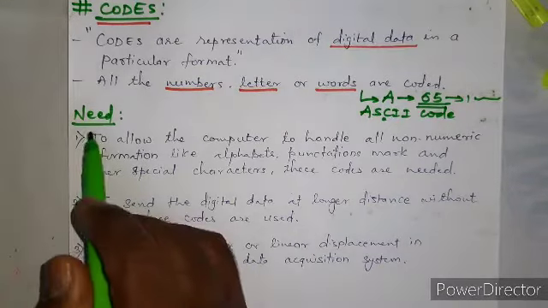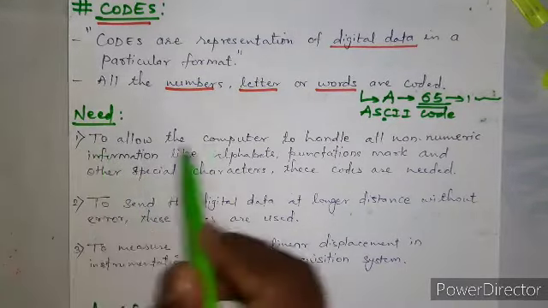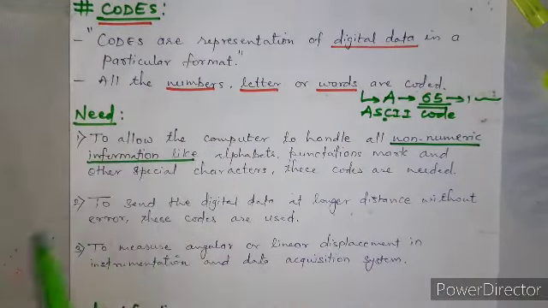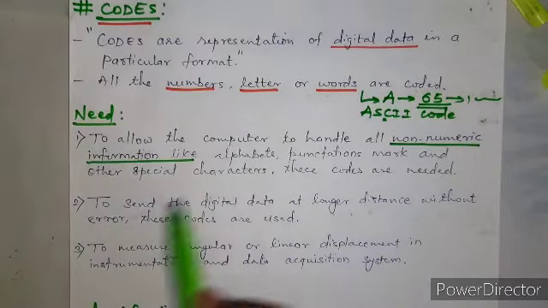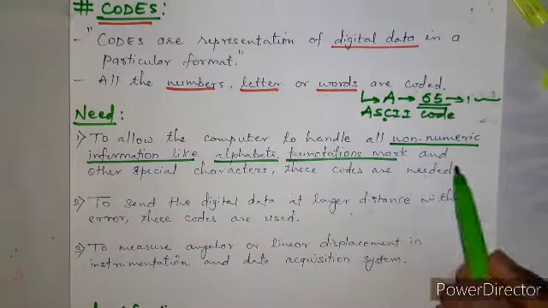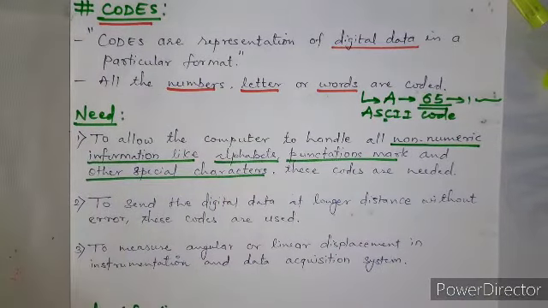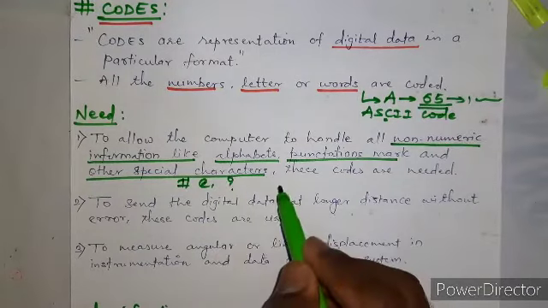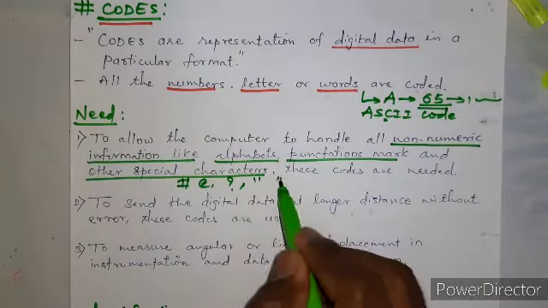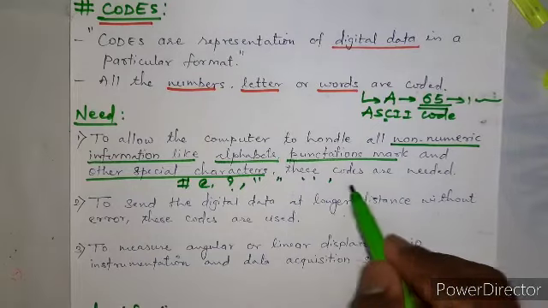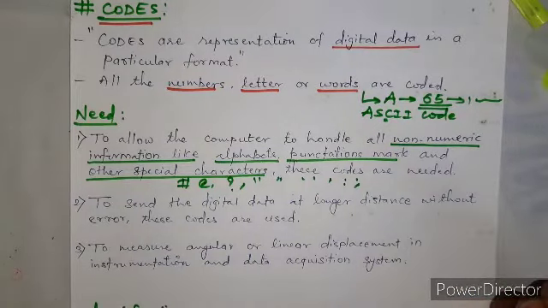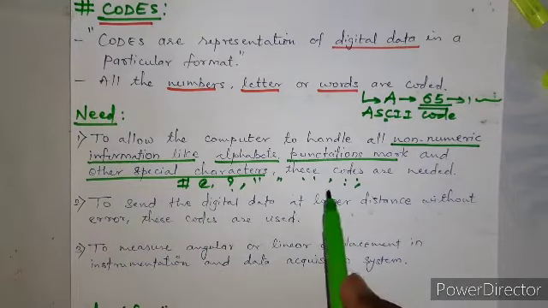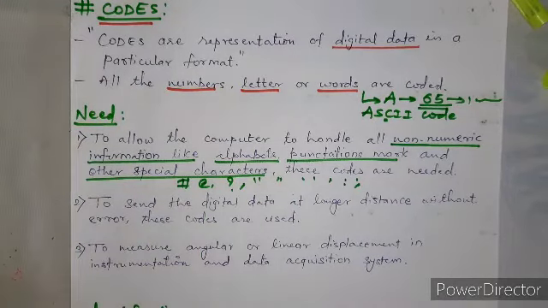Now if you see the need, it is to allow the computer to handle non-numeric information. There is certain non-numeric information also, like alphabets, punctuation marks, and other special characters. So it is hash, at the rate, then question mark, then comma, double inverted, single inverted, apostrophe, colon, semicolon, right? So as I said, each character on the keyboard has a specific code.